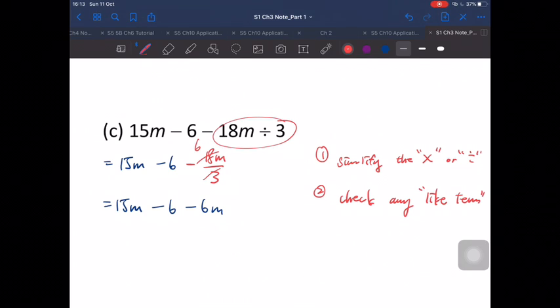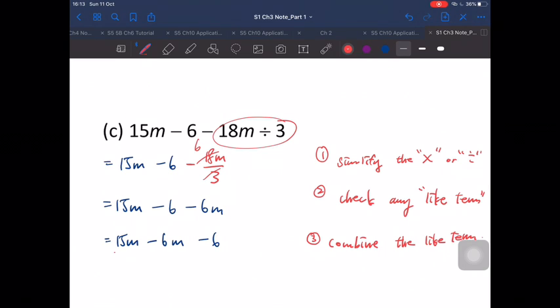So for the like terms here, you will find that these two are like terms, so we just put them together. After that, you have to combine the like terms. So therefore 15 apples minus 6 apples will be equal to 9m. And for the negative 6 here, it does not contain any constant term, so just rewrite negative 6.